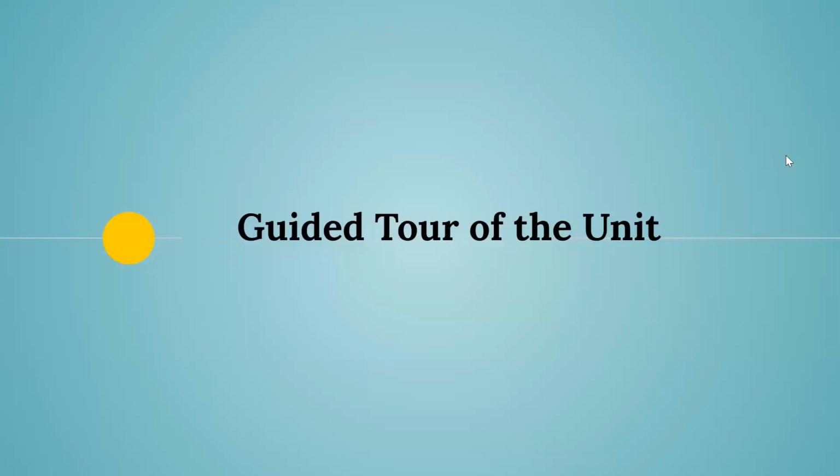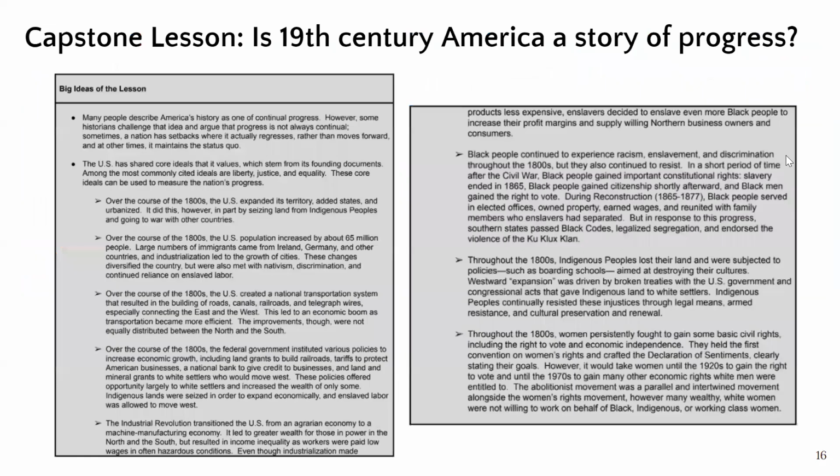So the guided tour of the unit starts with that capstone lesson. In this lesson, students are addressing the question about whether America was a story of progress over the course of the 1800s. You'll notice there are quite a few big ideas for this lesson because it's synthesizing a lot of learning over the course of really the whole year for students, but certainly the last several months.